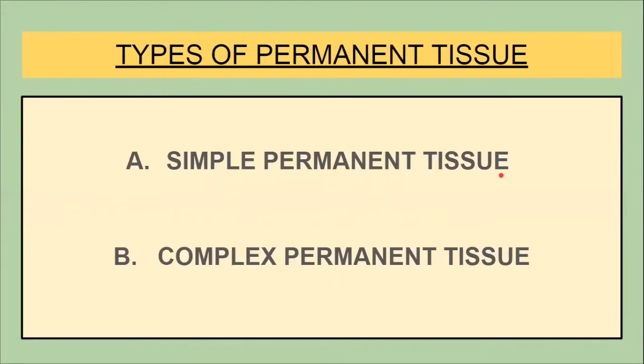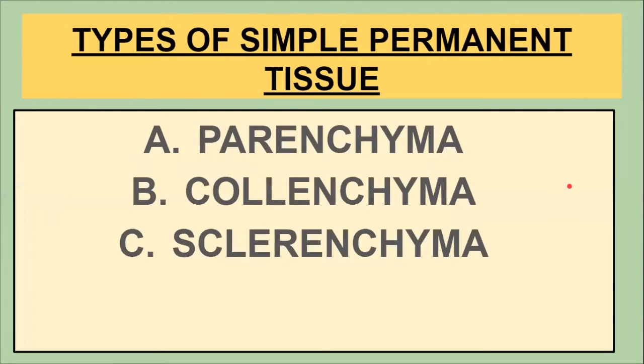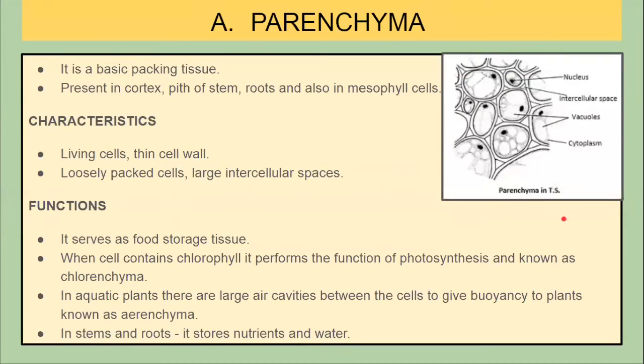The permanent tissues are of two types, simple permanent tissues and complex permanent tissues. In this session, we will study about the simple permanent tissues. Simple permanent tissues are of three types, parenchyma, collenchyma, and sclerenchyma. Parenchyma.